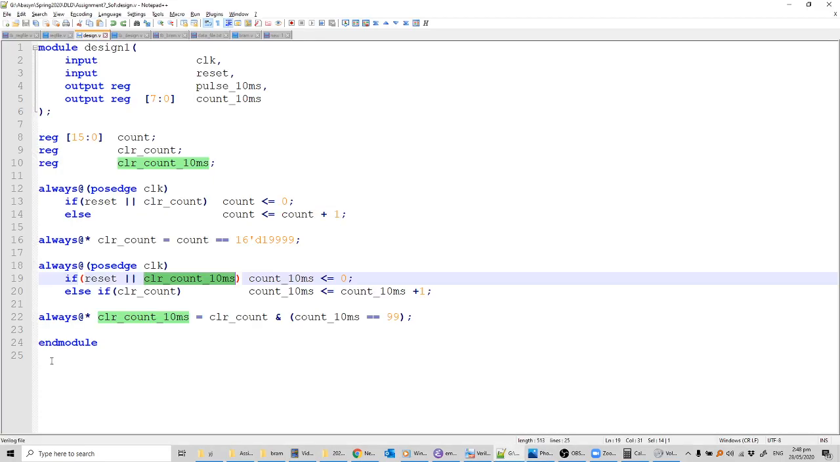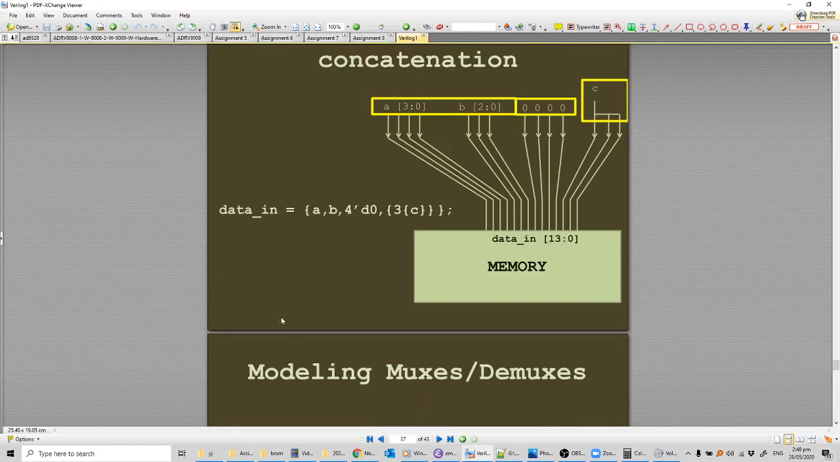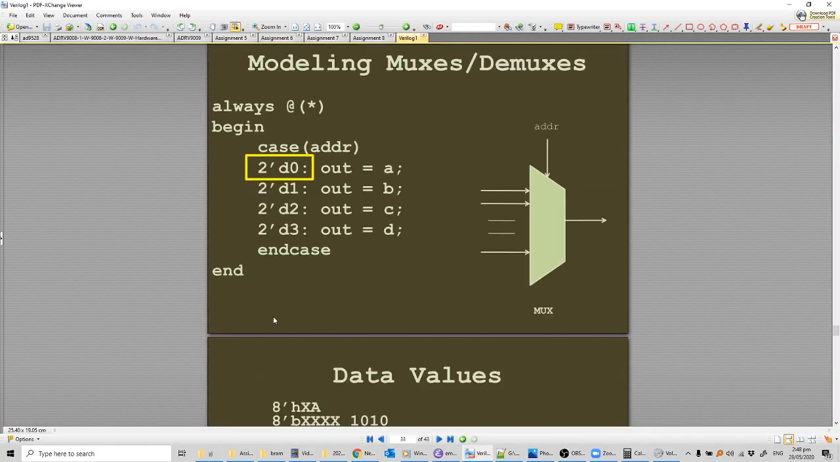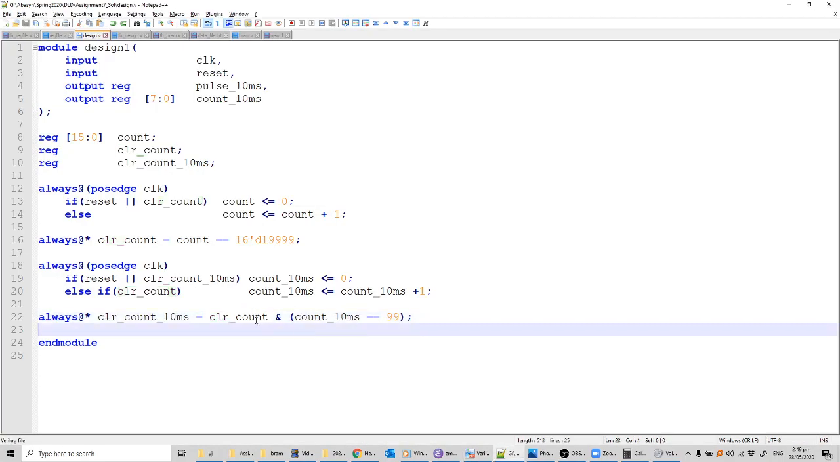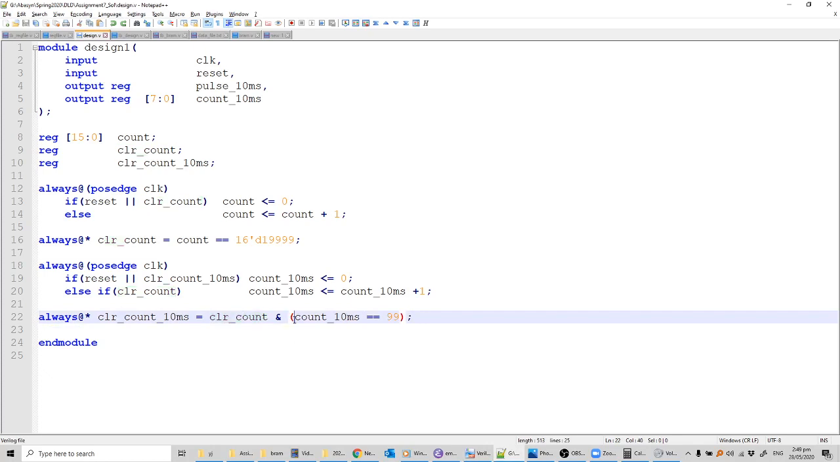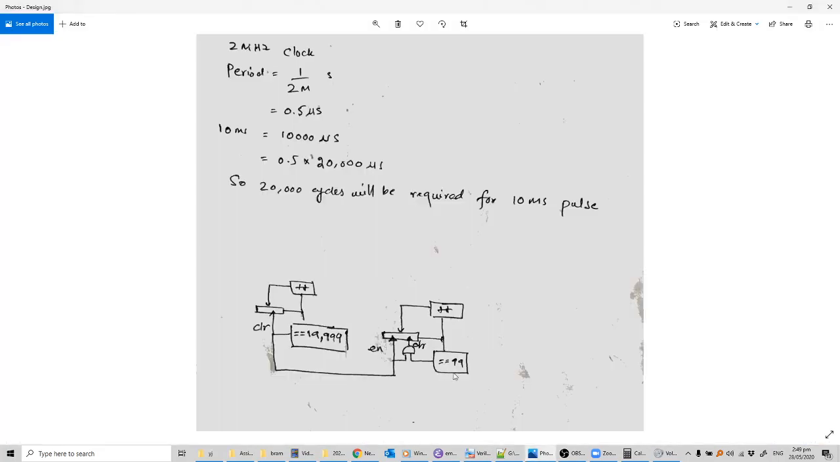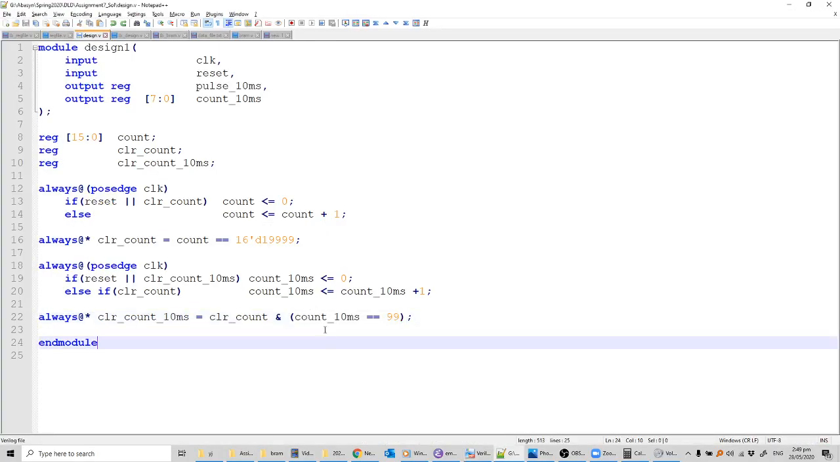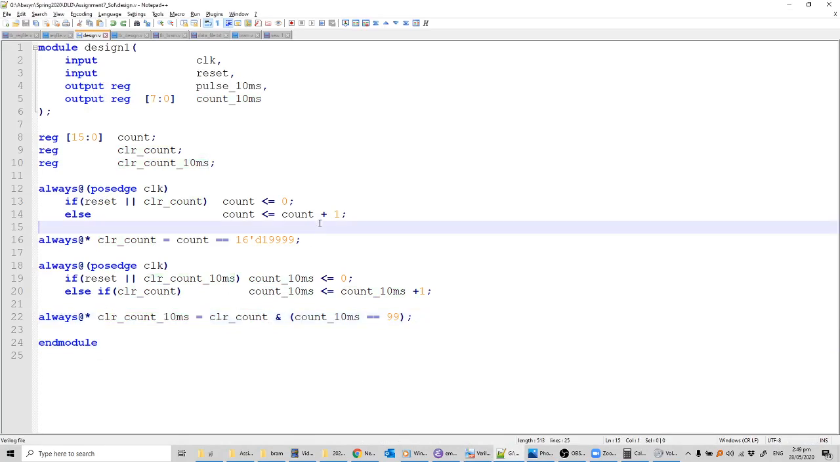To make this AND gate, I've written this code always at star. I just want to AND two things. That is also covered in the Verilog slides at the start, that if we want to AND things, we can do A is equal to B and C and D. Here we are doing A and B, but the second input is coming from a comparator. If I come to the solution, it's coming from a comparator. So I've instead written count. This count is equal to 99 and clear count, and that's how I'm making this gate.